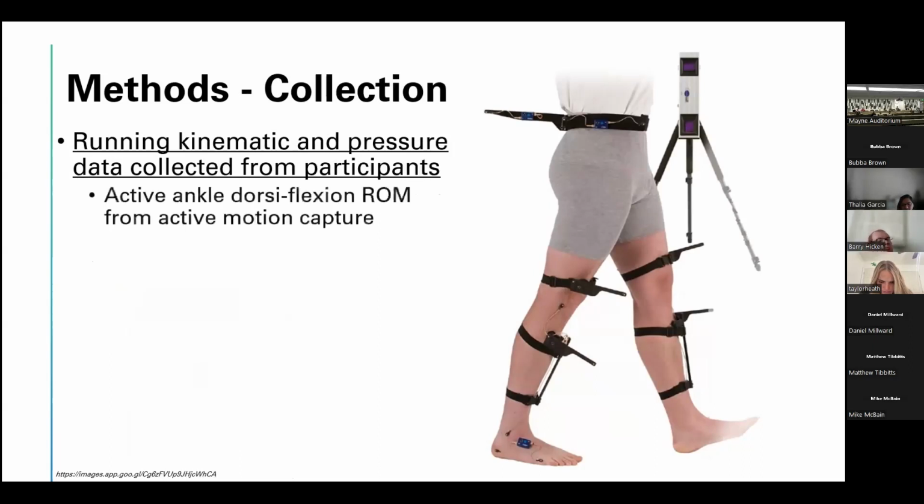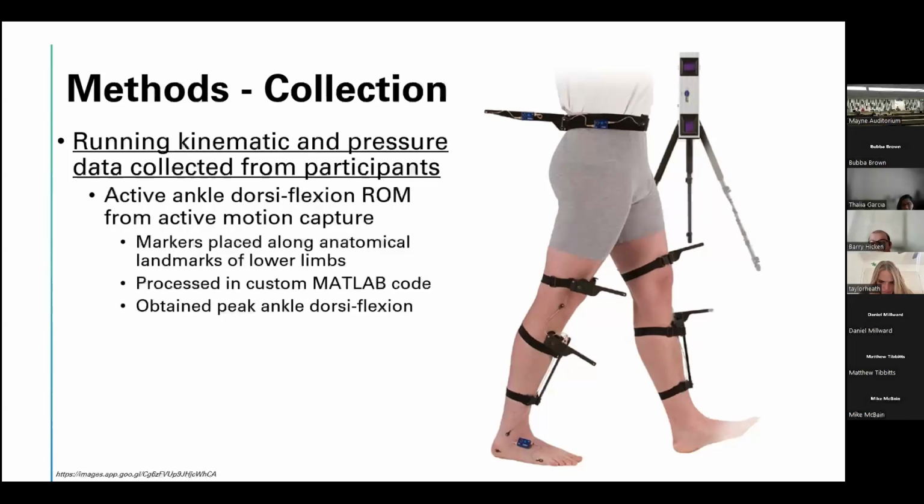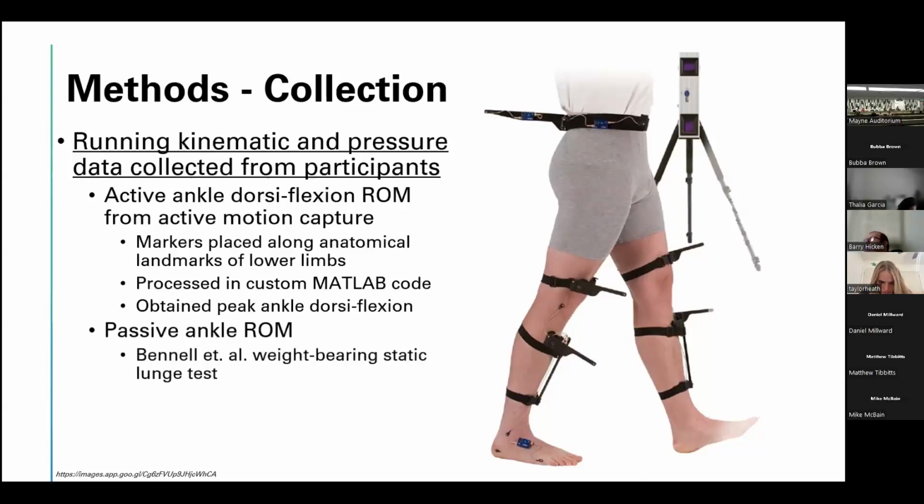This is an active system that they specifically chose to look at active ankle dorsiflexion range of motion while running. And they placed markers along anatomical landmarks as discussed in the paper, and they processed these angles in a custom MATLAB script, not really explaining how they calculated it or why they had specific markers. And from this, they obtained peak ankle dorsiflexion values. They also did a passive ankle range of motion test. That's like a standard clinical weight-bearing static lunge test, and that was done with an old-fashioned goniometer.